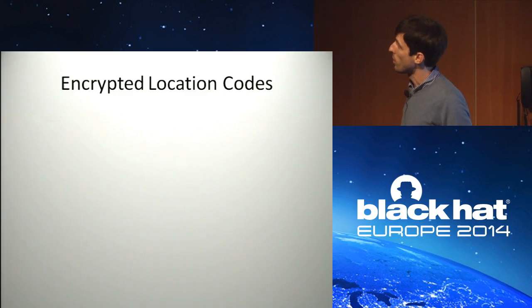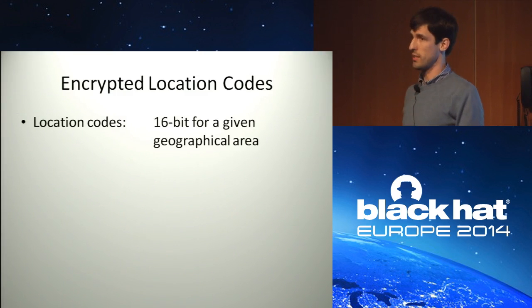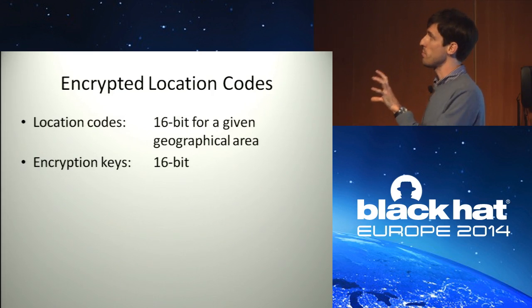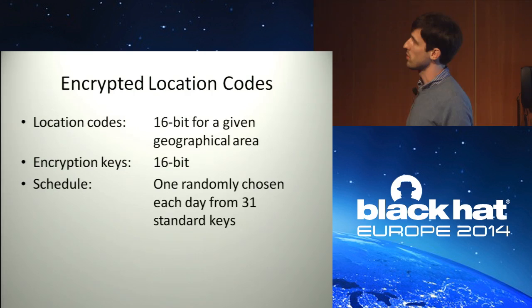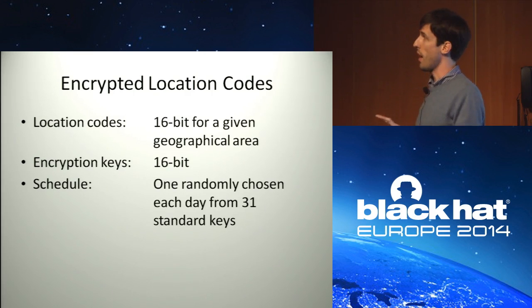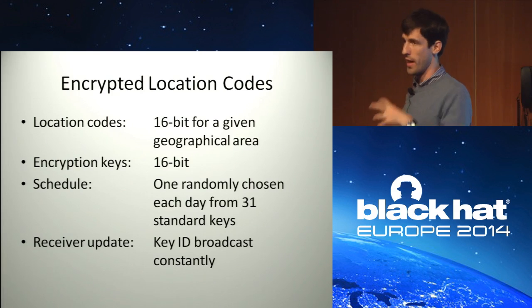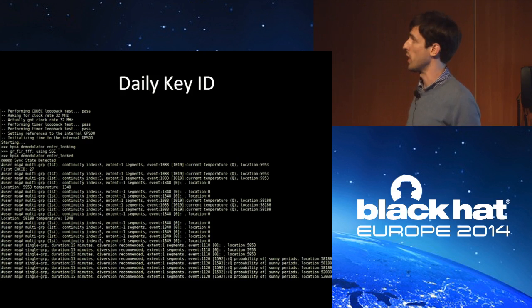But what's interesting is that, at least in certain areas of the world, not so much Europe, which was interesting, the location codes are encrypted. They're a 16-bit code with 16-bit keys. One key out of a pool of 31, which are encoded and placed in the hardware, is chosen randomly each day. That key ID is broadcast regularly throughout that day, so your receiver knows which key to use.